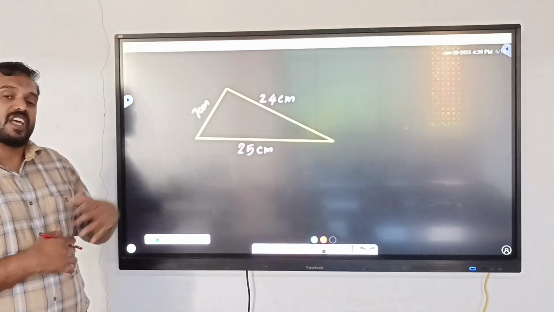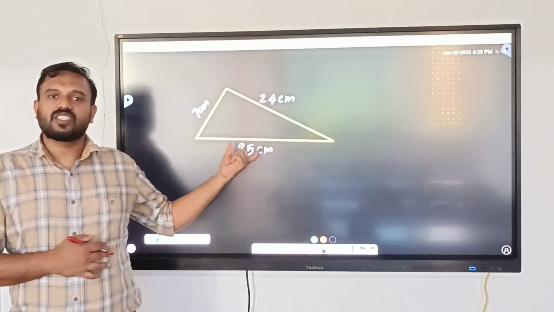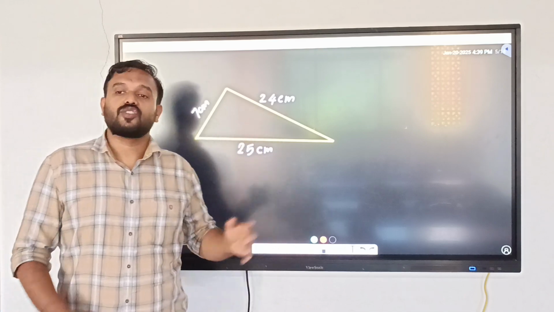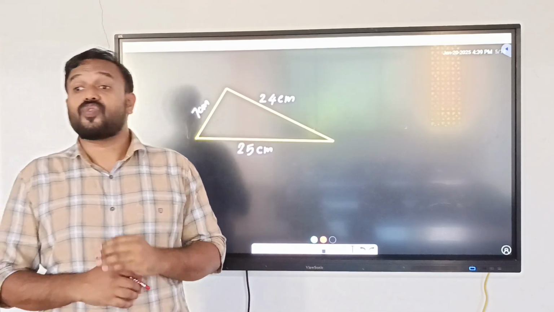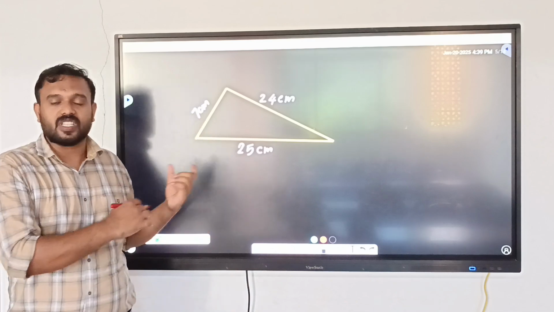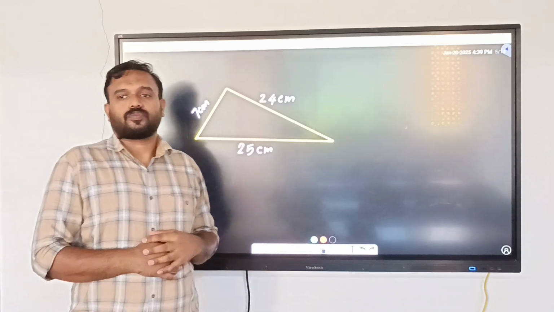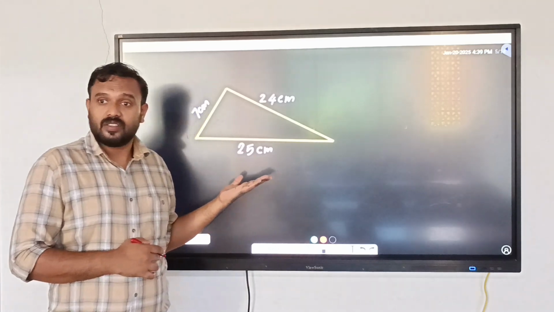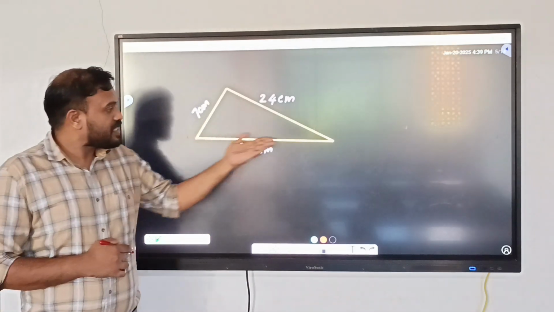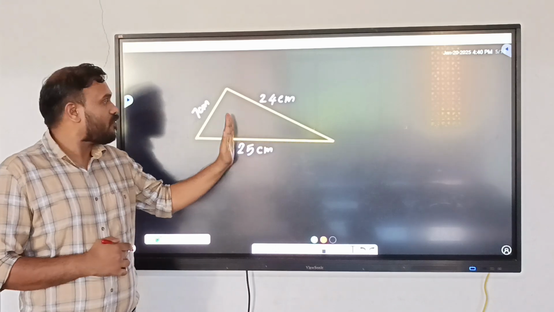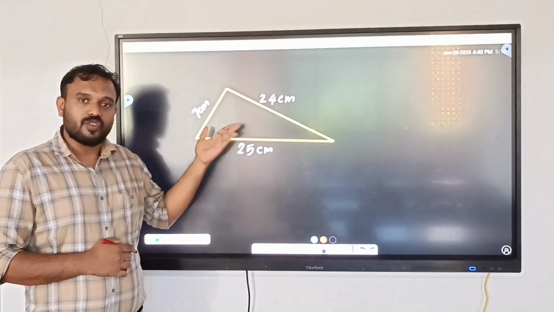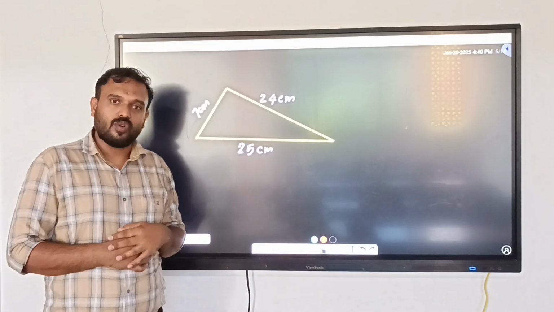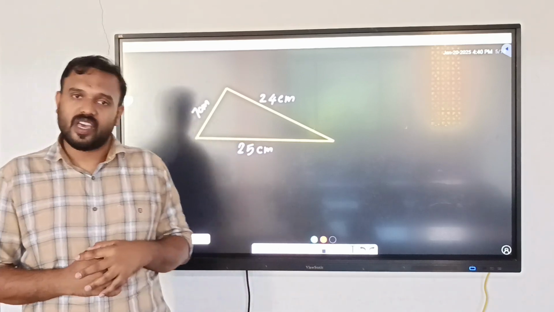Now here another triangle is given. Sides of the triangle are given here: 7 cm, 24 cm, and 25 cm. How will we find the area of the given triangle? Can we use half bh here? We can consider this side as base, then what about height? This is not given, so it's not possible to use. Then how will we find the area of this triangle?